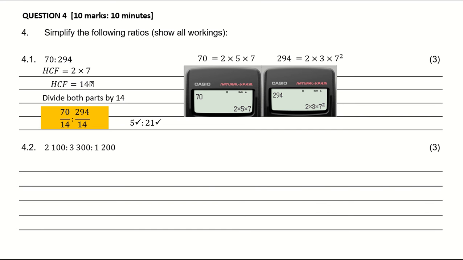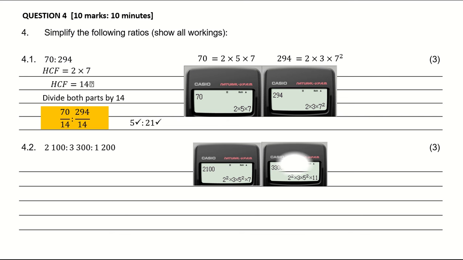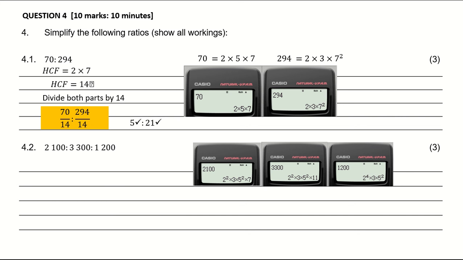Prime factors of 2100 will be these. Prime factors of 3300 will be these. And prime factors of 1200 will be these. In the first part, which is 2100, 2 is there, 3 and 5. In the second one, it's 2, 3, and 5. We don't count 11 because it wasn't in the first one. In the third one, it is still 2, 3, and 5.